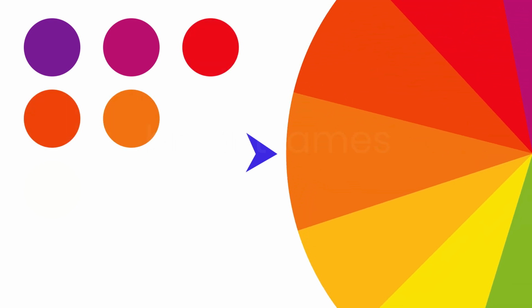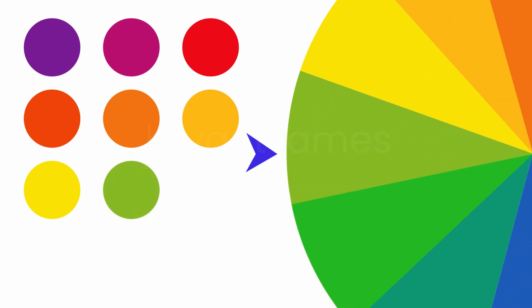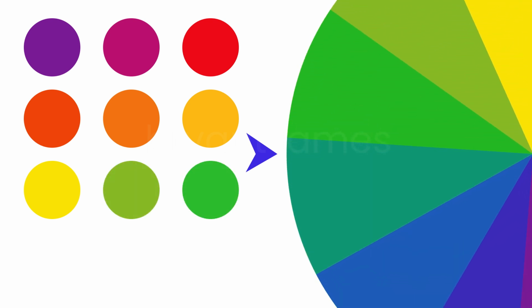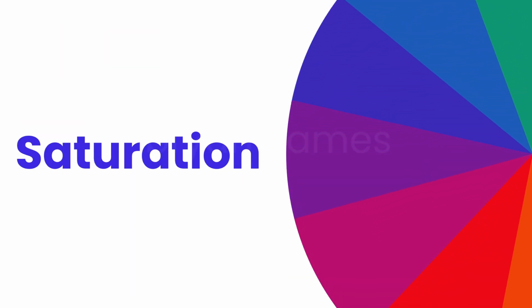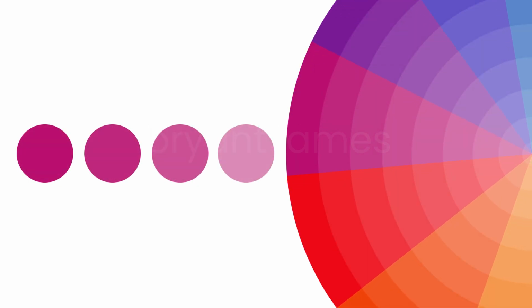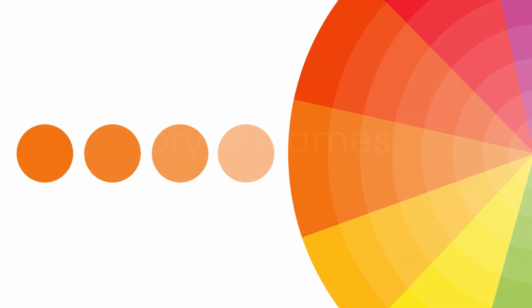Hue is the purest form of a colour, and our wheel typically displays 12 primary hues, but it can also accommodate the various shades in between. Next is saturation, also known as intensity or chroma. This measures how vibrant or muted a colour is. A highly saturated colour is vivid and intense, while a desaturated one tends to look dull.